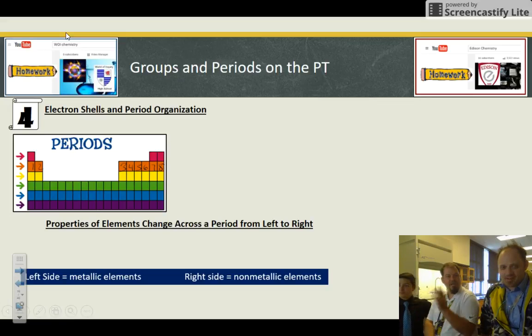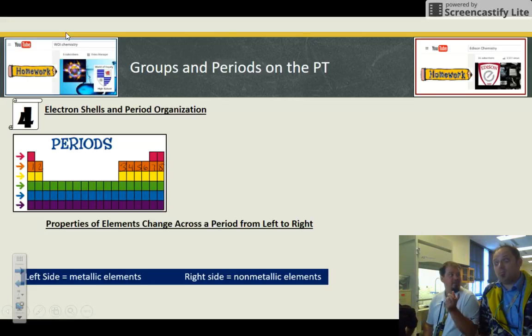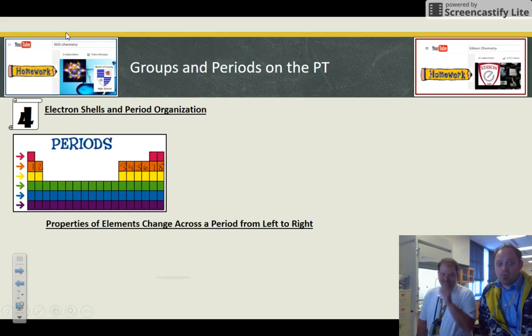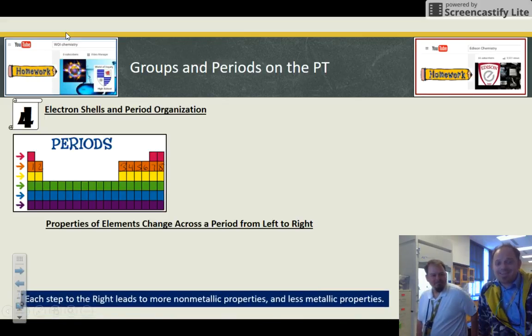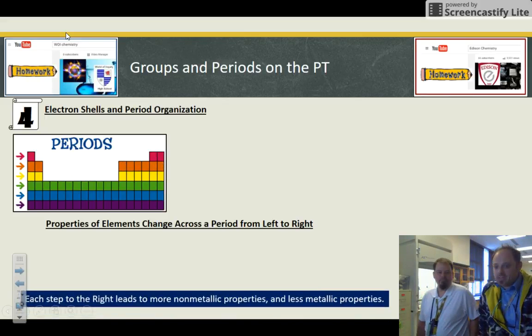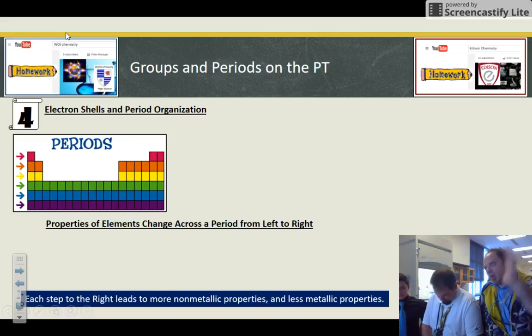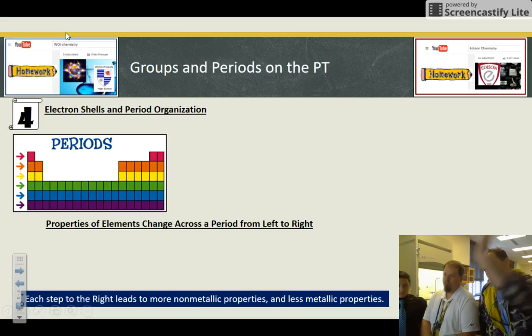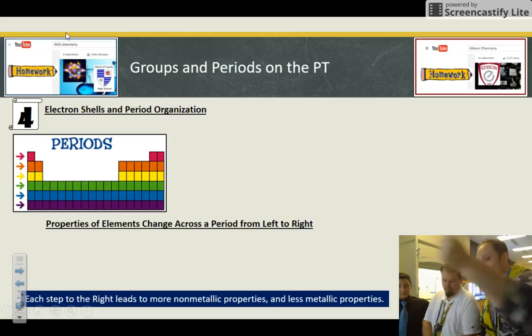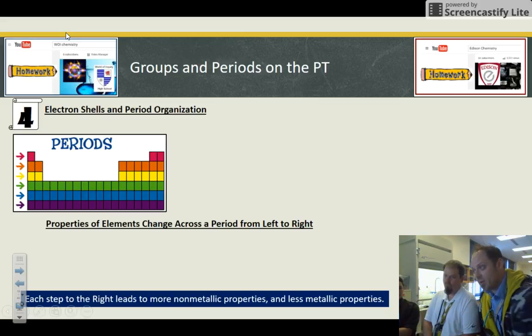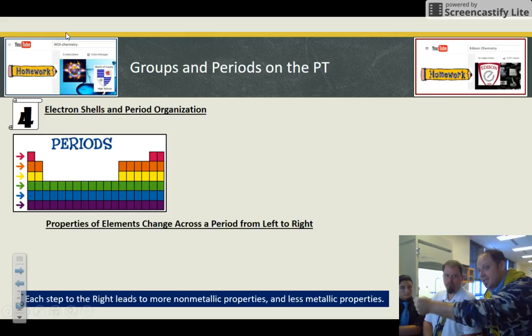All right. Left side is metallic. Right side is non-metallic. We've said that before, but do you think it's important? Do you think we're going to say it again? Probably. Each step to the right leads to more non-metallic properties and less metallic properties. So if you're considering the elements in sequence from left to right, like we read a book, every step you go to the next, to the next, to the next, that next element is less metallic than the one before it and more non-metallic. So as metallic properties decrease, non-metallic properties increase.